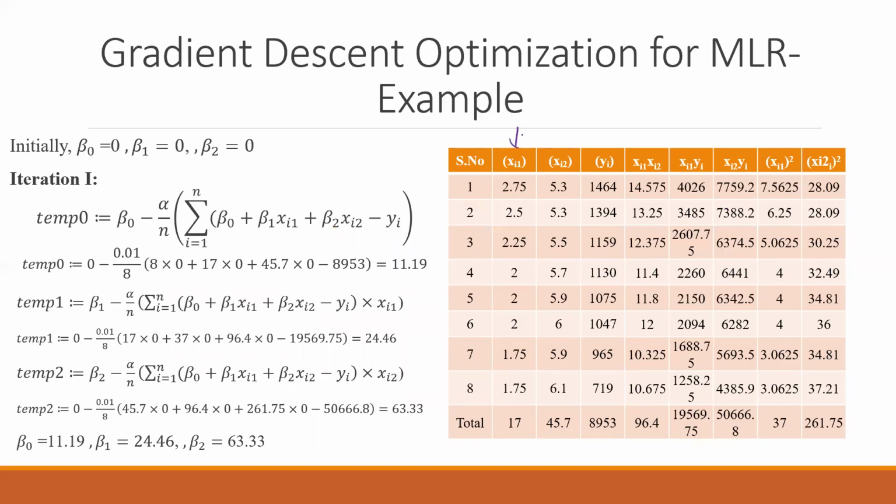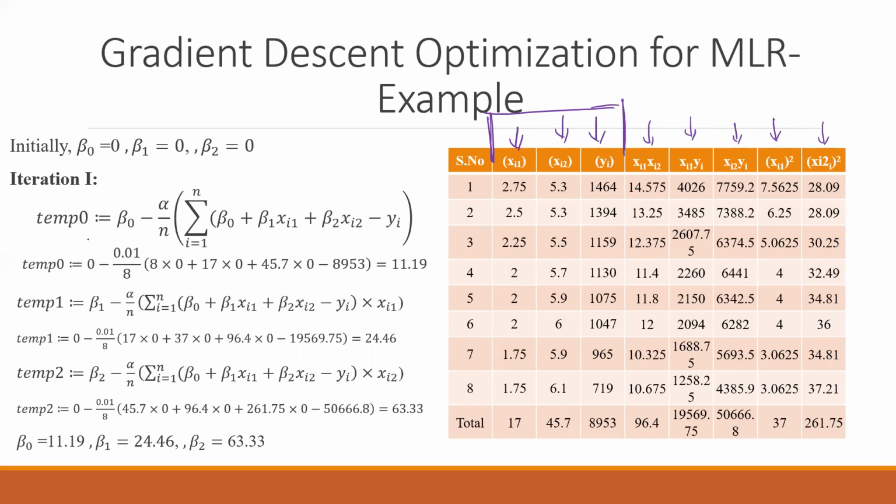So xi1 and xi2, we had this y also. So these were the three columns that we had initially, but now we need xi1 into xi2, xi1 into yi, xi2 into yi, xi1 whole square, xi2 whole square. So we are getting all these values because we need to substitute them in this equation.